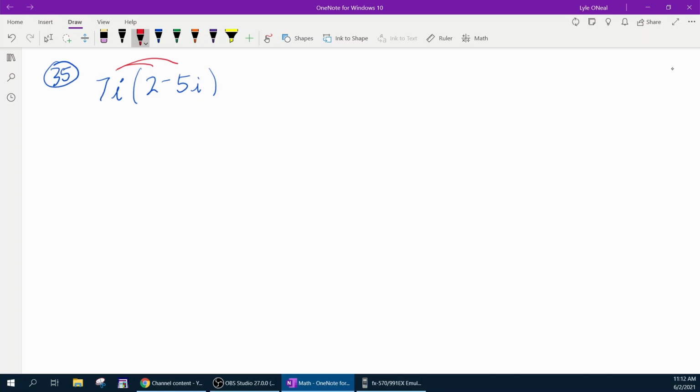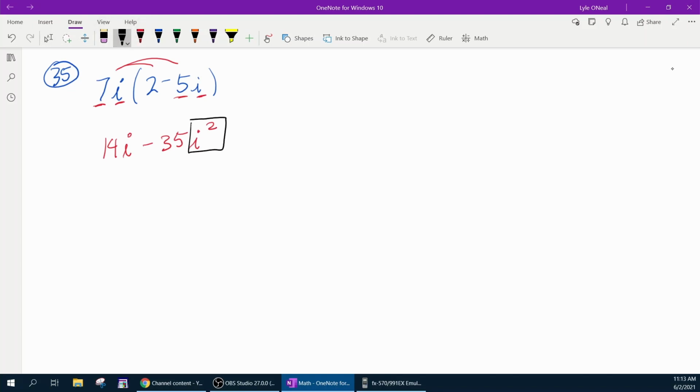So multiplying 7i times 2, you just multiply the numbers together. 7 times 2 is 14, and the i comes along for the ride. Next, 7i times negative 5i. We're going to multiply the coefficients, and then we'll multiply the i's together. 7 times negative 5 gives me negative 35. i times i, just like x times x is x squared, i times i is i squared.